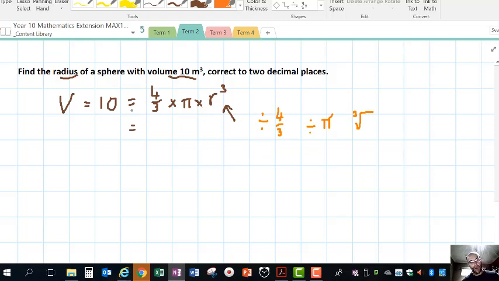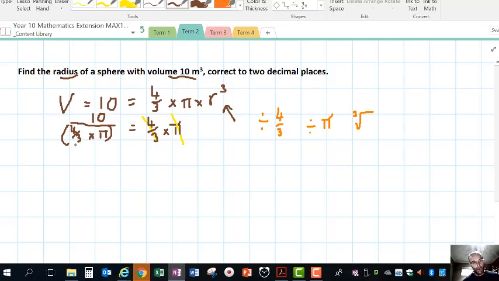So let's see how that works. We need to divide both sides by 4/3 and pi. We can do that all in one step. So if we do that on the right hand side, basically that gets rid of the 4/3 and the pi. And on the left hand side we have 10 divided by, keep the brackets happening, 4/3 times pi.